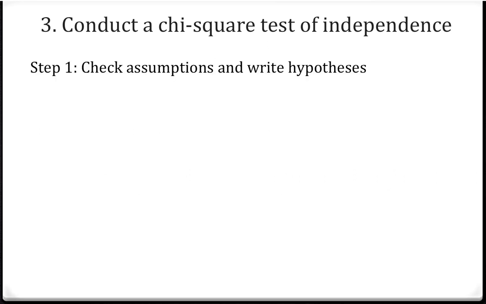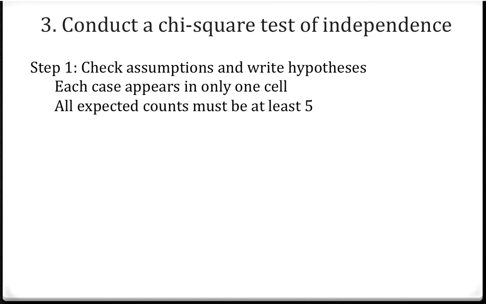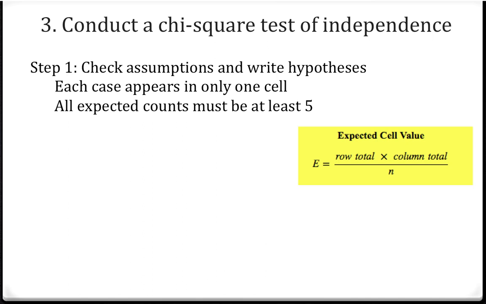Now, step 1, when we check assumptions and write hypotheses. Each case appears in only one cell. Again, all expected counts must be at least 5. The formula for computing an expected count is slightly different for the chi-square test of independence because now we have 2 variables that we're looking at. The expected cell count here is going to be equal to the row total times the column total divided by the overall sample size.